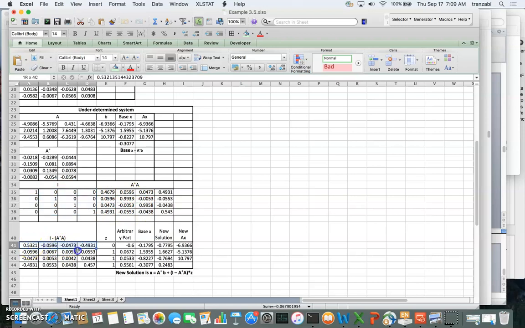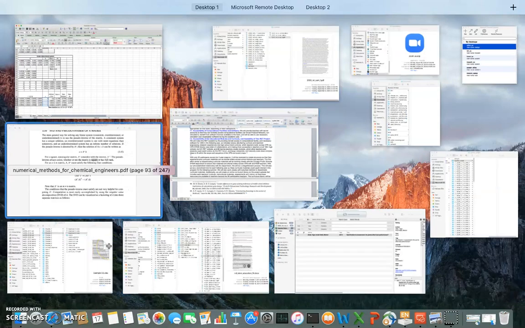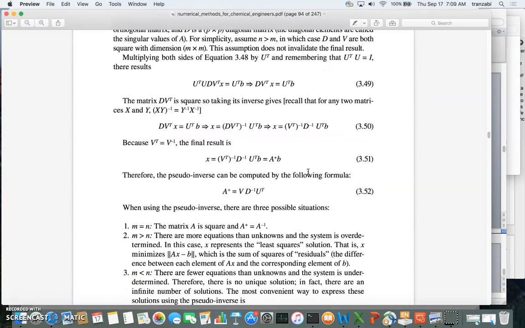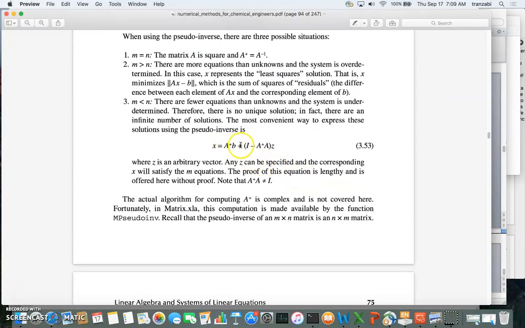So this is I minus A dagger A, right? This is I. This is A dagger times A. You calculate I minus A dagger times A. And then for any Z you put in here, it could be anything you want, you calculate I minus A dagger A times Z. In fact, I'm following this equation exactly. So I'm trying to find the solution using this formula, right? So I calculate A dagger times B, I call it base. I calculate I minus A dagger times A and then times Z.